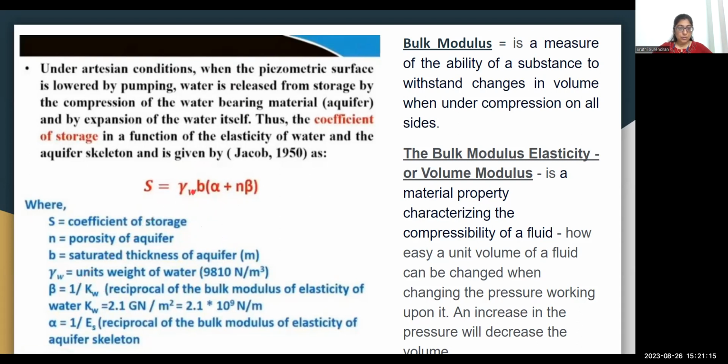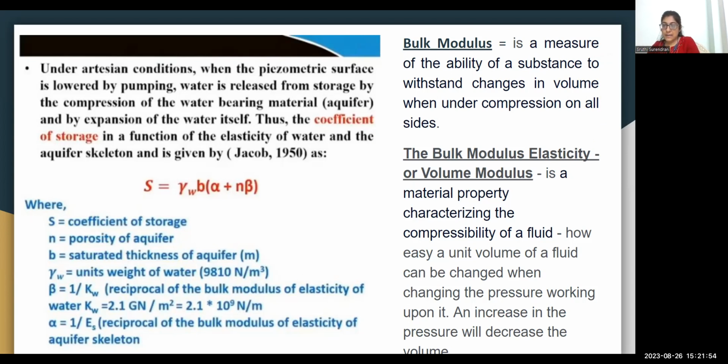Now here we know gamma W is the unit weight of water, which is 9,810 Newton per meter cube. B is the thickness of the aquifer, the saturated thickness of the aquifer. Alpha is the reciprocal of the bulk modulus of elasticity. Bulk modulus is the measure of the ability of a substance to withstand change in volume when it is under compression. So when a material is being compressed, its ability to not change its volume when the force of compression is exerted on it is defined as its bulk modulus.